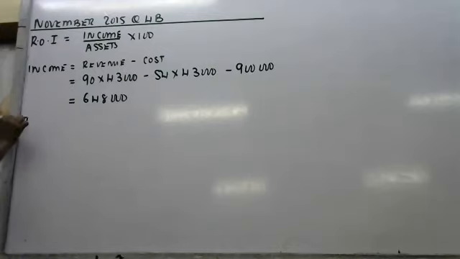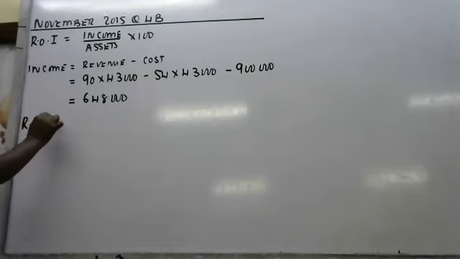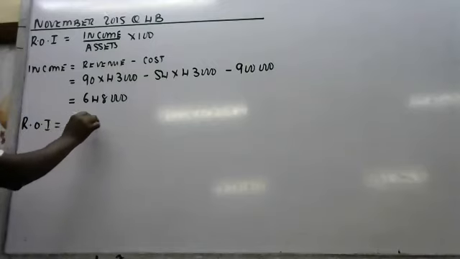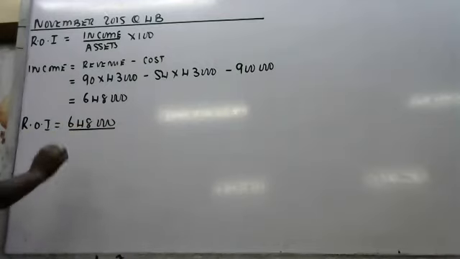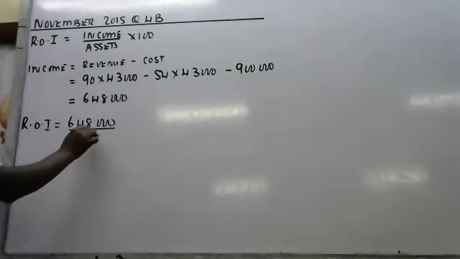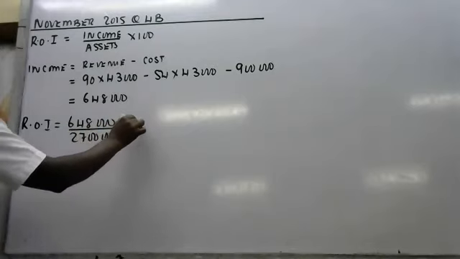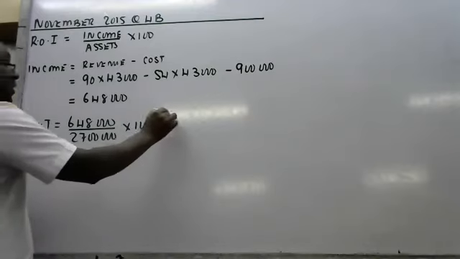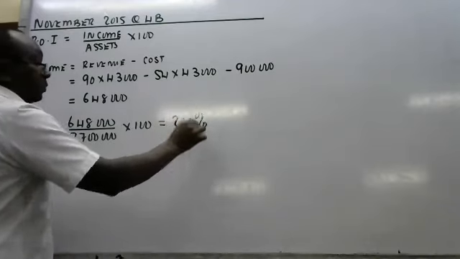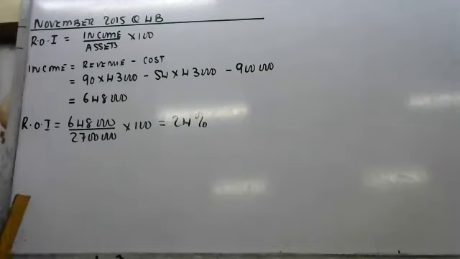And therefore, return on investment should be 648,000. The assets or the investment is currently 2.7 million, multiplied by 100. That is 24%.